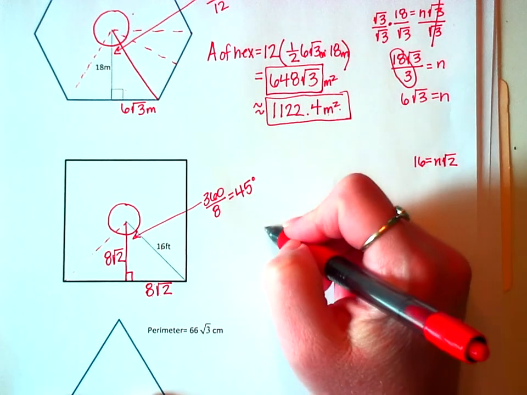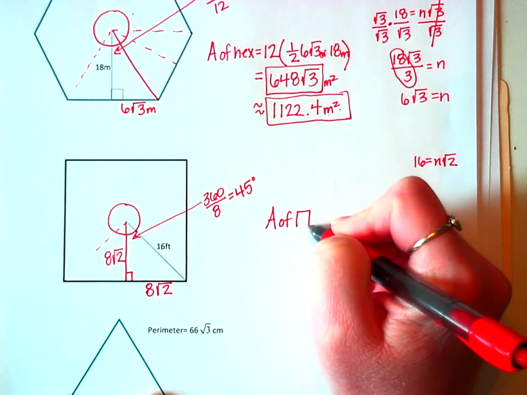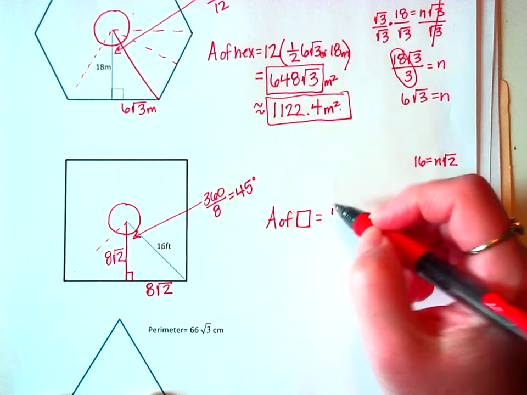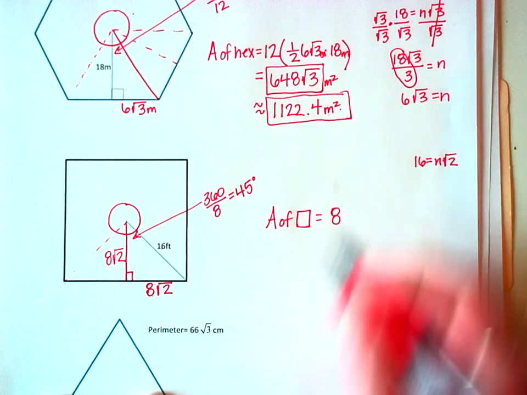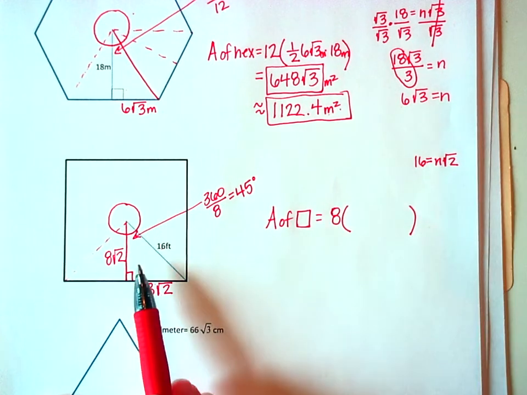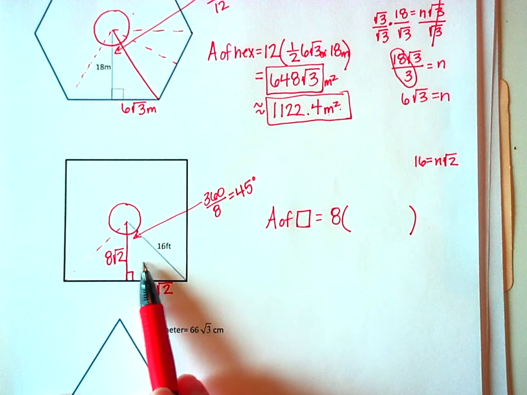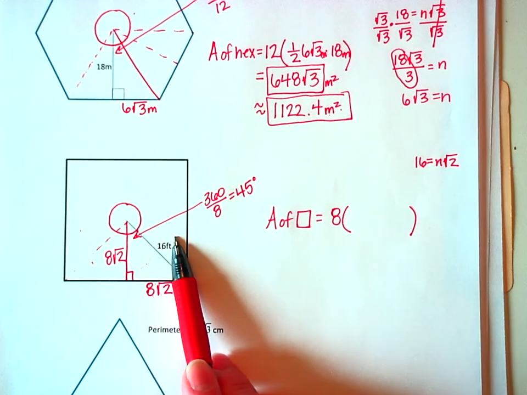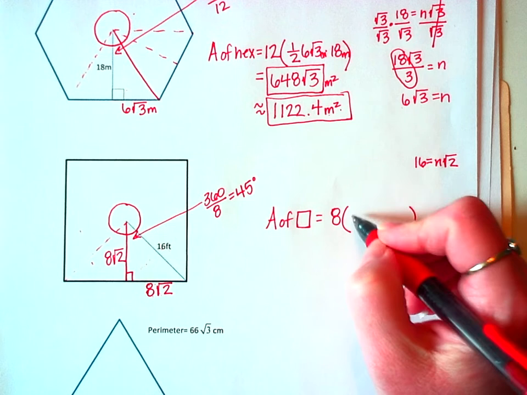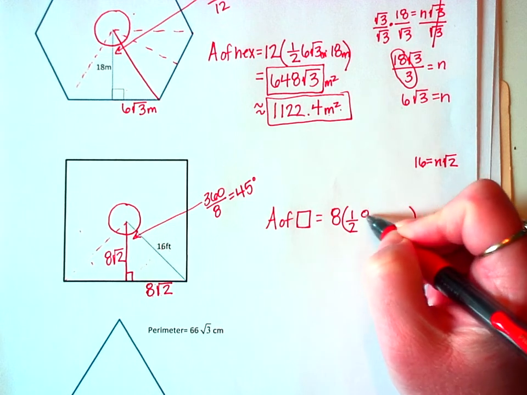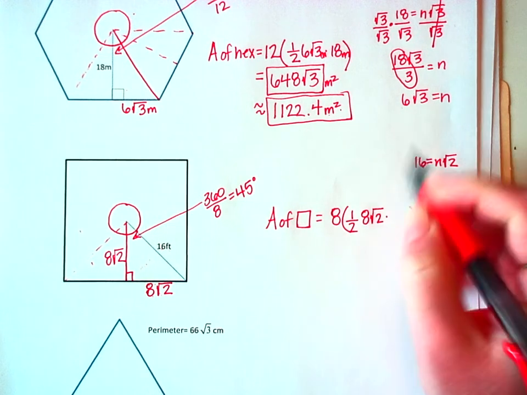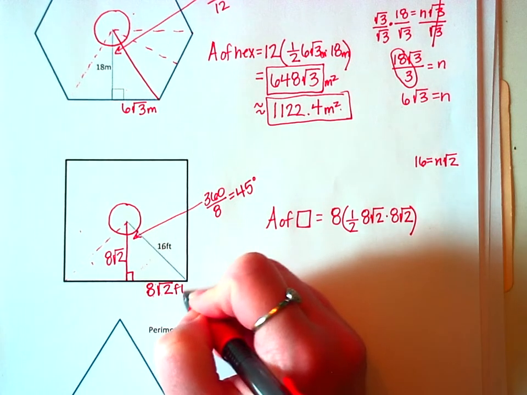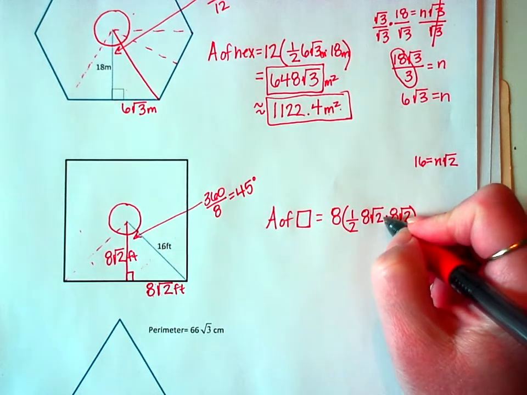Okay, so to find the area of the square, we're going to do 8 times the area of the triangle, because we have 8 triangles. So find the area of this triangle and multiply it by the 8 triangles that fit inside the shape. The area of the triangle is 1/2 the base times the height. And again, everything here is in feet. So this would be feet and feet.